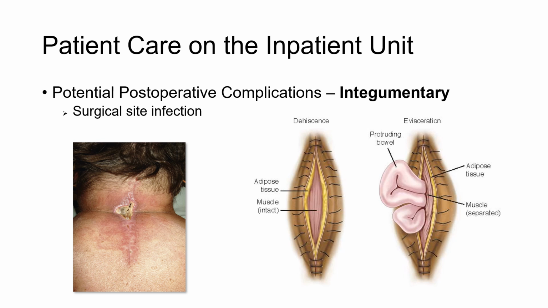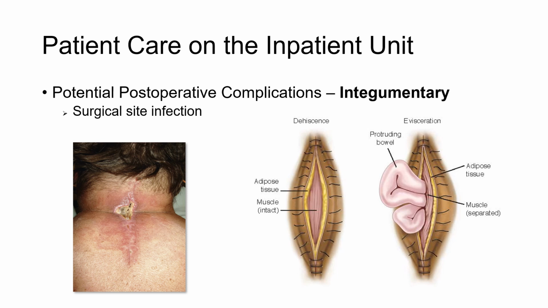Skin, integumentary. We want to avoid complications. So this is going to include dehiscence, evisceration, and surgical site infection. You're not going to see an infection in the PACU because it's too fresh, but you may see it once a patient goes on the inpatient floor.